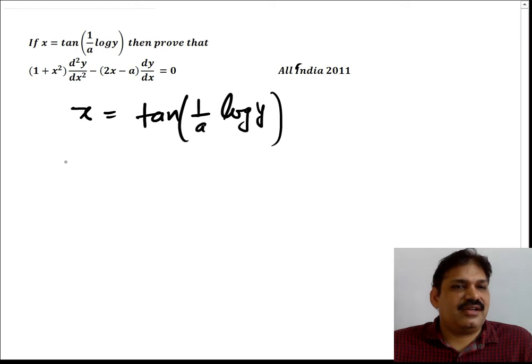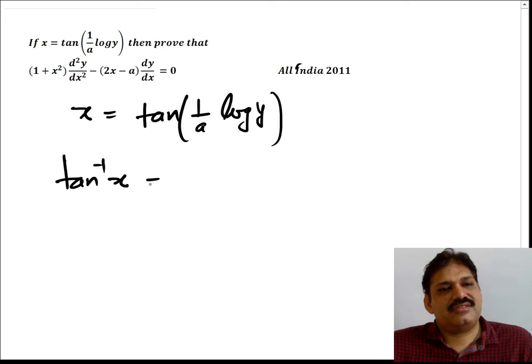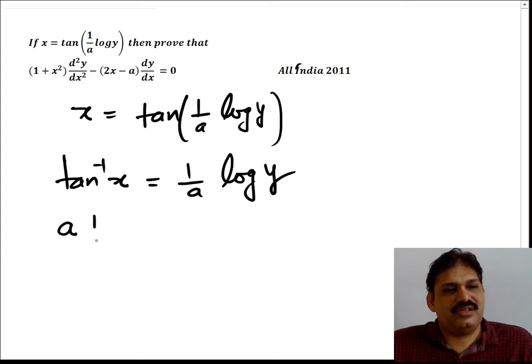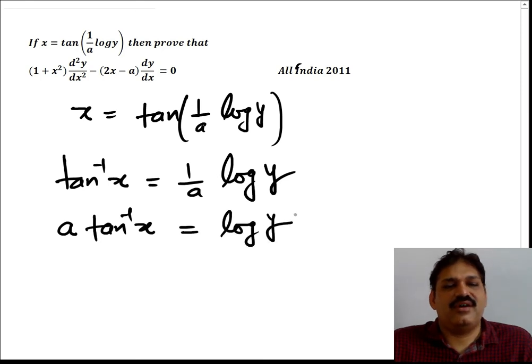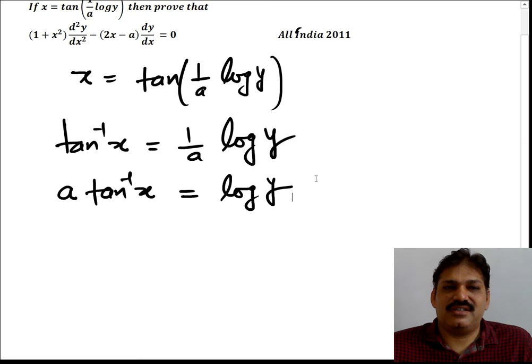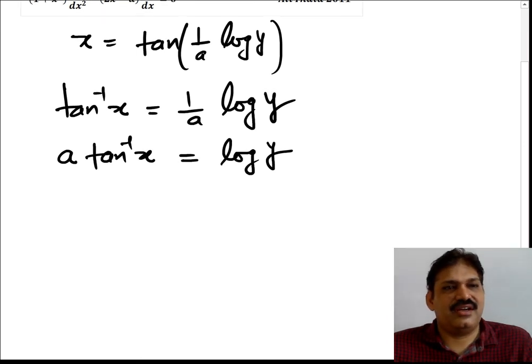If I try to take tan inverse of both the sides, what I get is tan inverse x is equal to 1 upon a times log y, or simply if I transpose a to the left hand side, this gives us a times tan inverse x is equal to log y, and we differentiate both sides with respect to x, implicit function, and we have to prove this. We can see tan inverse x we are having.